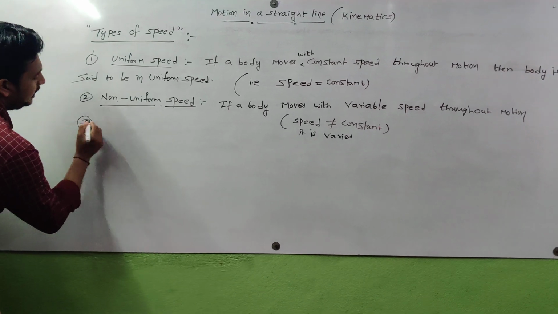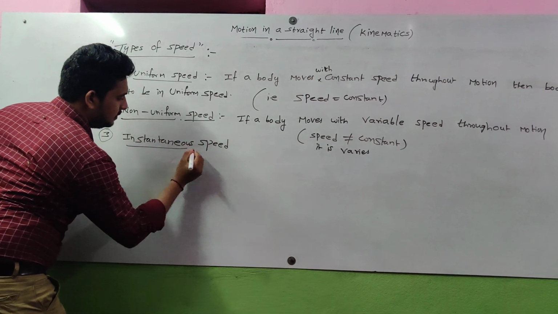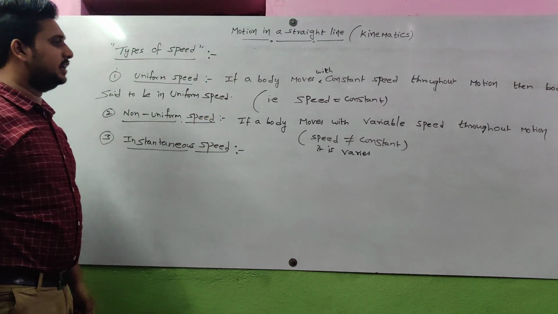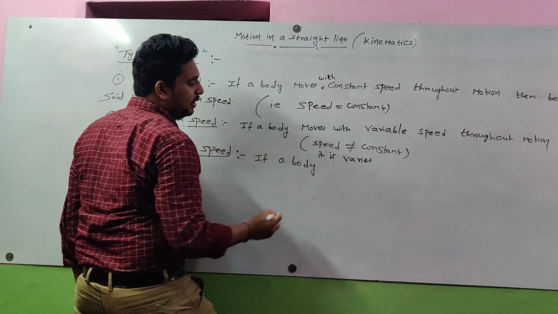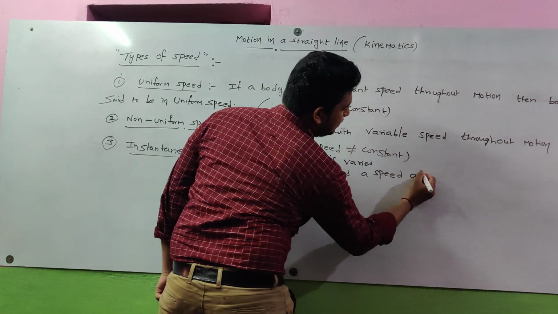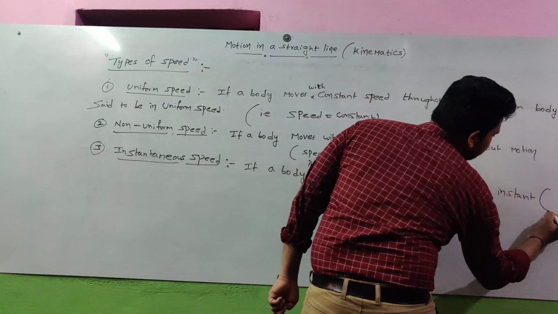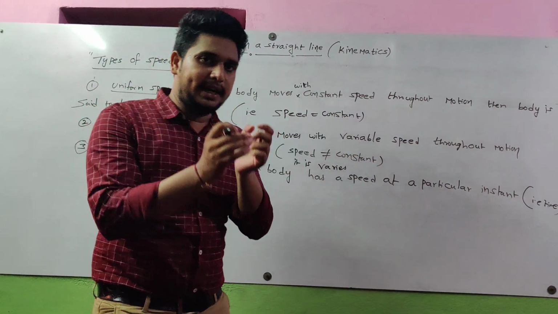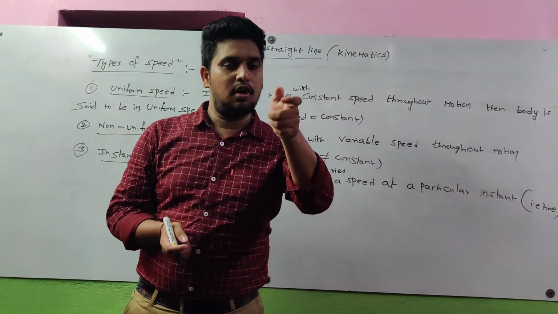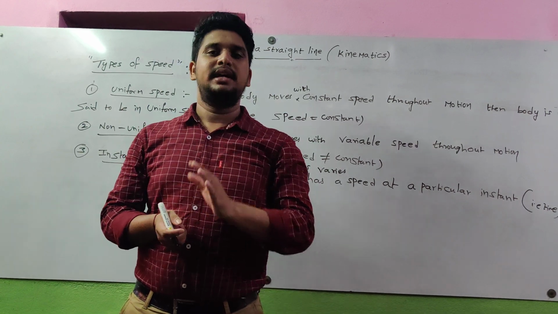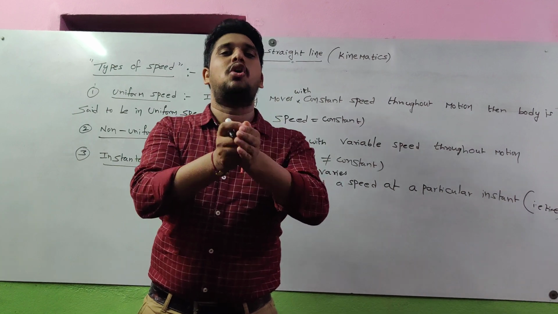Right. Next one, instantaneous speed. What is meant by instantaneous speed? The third type is instantaneous speed. If your body has a speed at a particular instant, and instant means time, for example 9 hours 5 minutes, at that time, what is the speed of that vehicle? That is called instantaneous speed. At a particular time, how much speed the body has is called instantaneous speed, right?